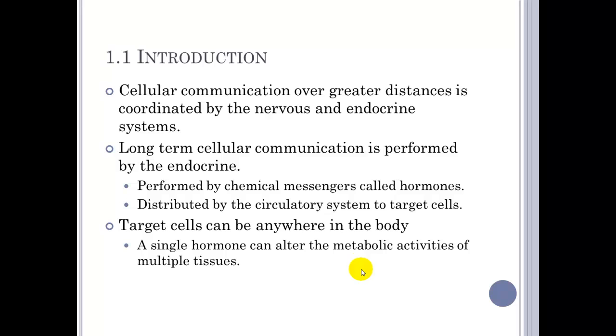All right, so cellular communication over great distances is coordinated by the nervous and endocrine systems. I'm going to read this here really quick and we'll talk about it, kind of break it down, simplify it. Long-term cellular communication is performed by the endocrine system and is performed by chemical messengers called hormones, distributed by the secretory system to all the target cells. And target cells can be anywhere in the body. A single hormone can alter the metabolic activities of multiple tissues.